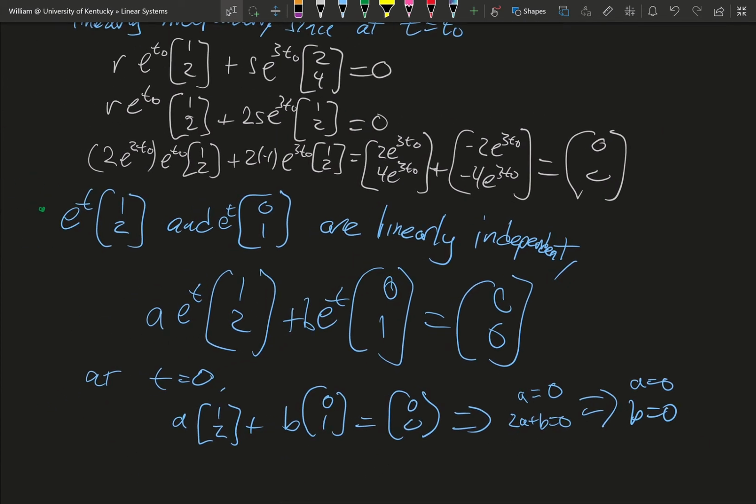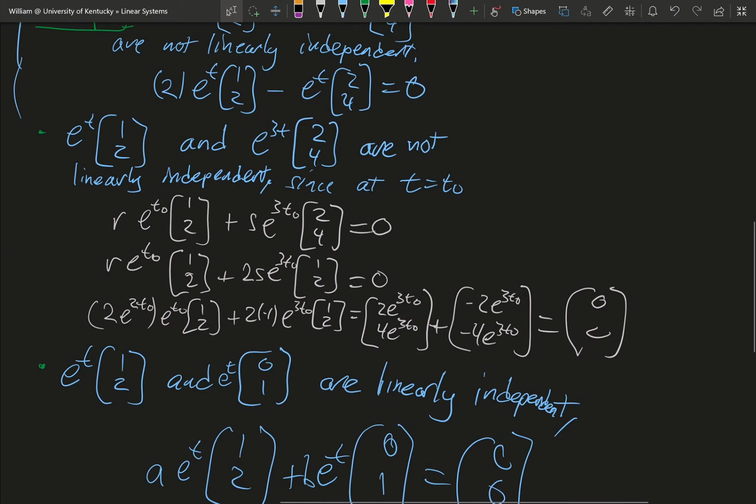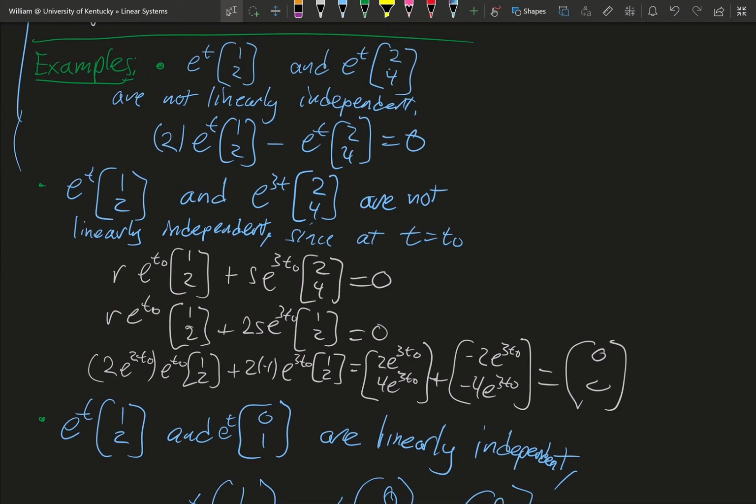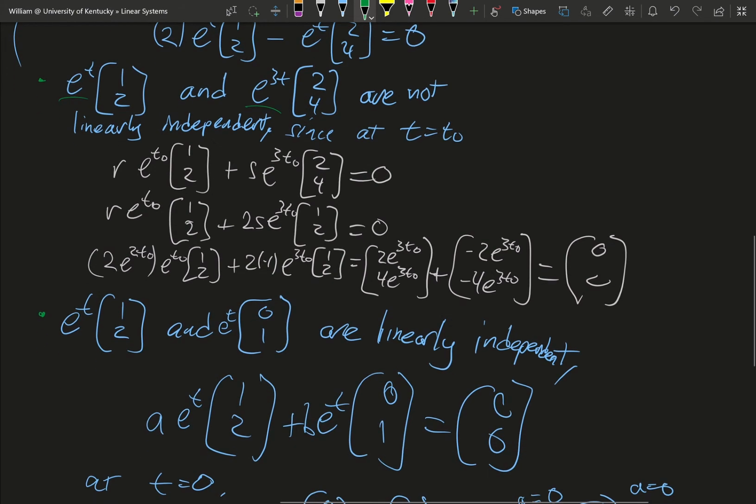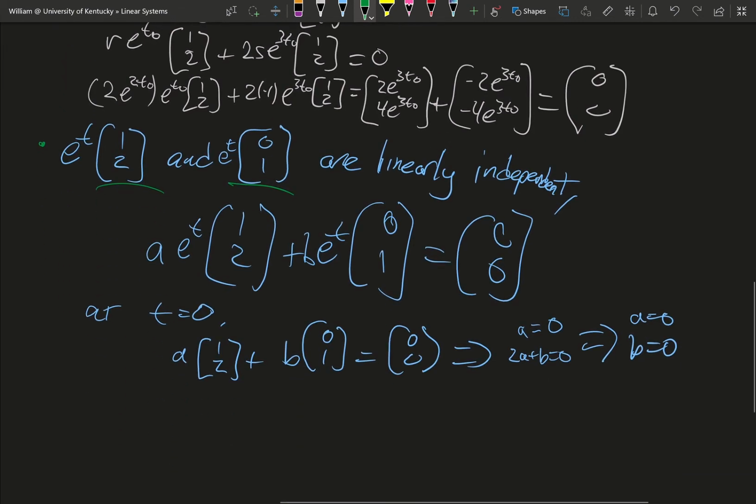So the key thing to take away is, before, when we talked about linear independence, we used the Wronskian, and it really depended on what the function was. Here, that's not as important. It's not so much what this function in front of everything is, it has more to do with the vectors themselves.